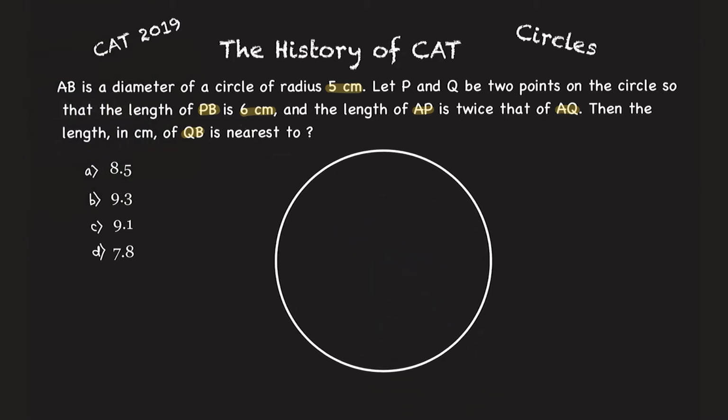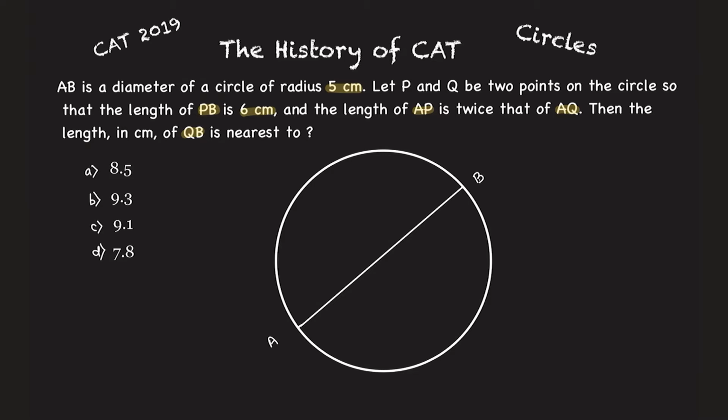We make a circle here, and AB is a diameter of the circle. So let's make a diameter. The radius is 5, so the diameter will obviously be 10. So we draw it here, and AB is this, so this is A, this is B, and it is 10.